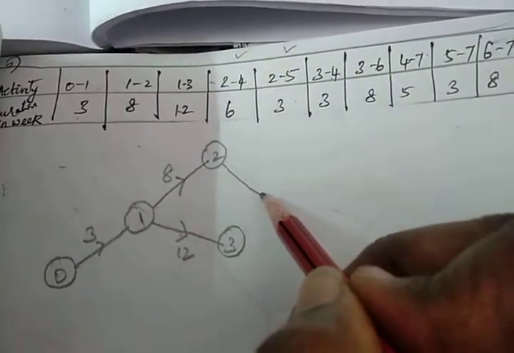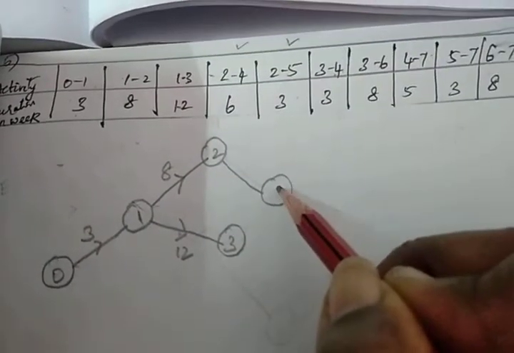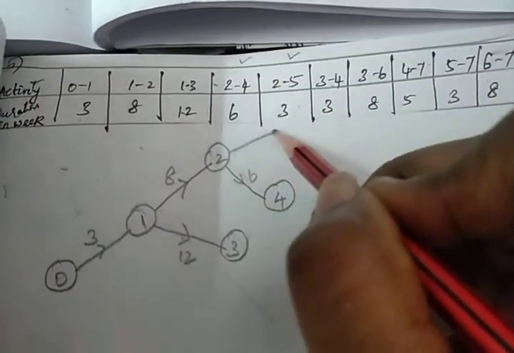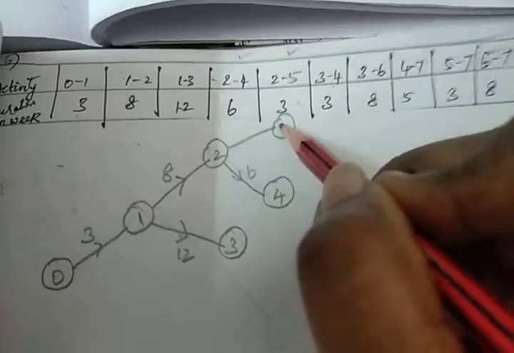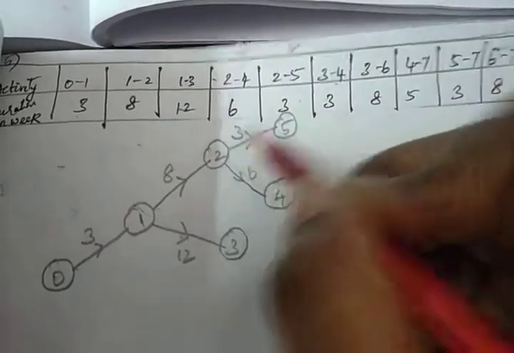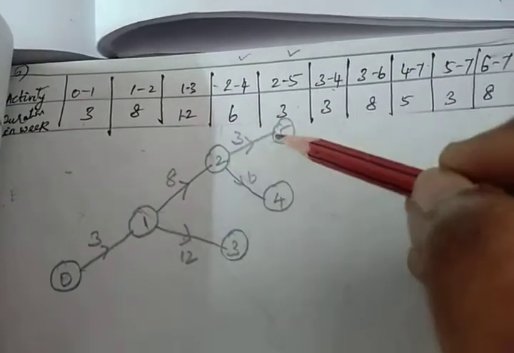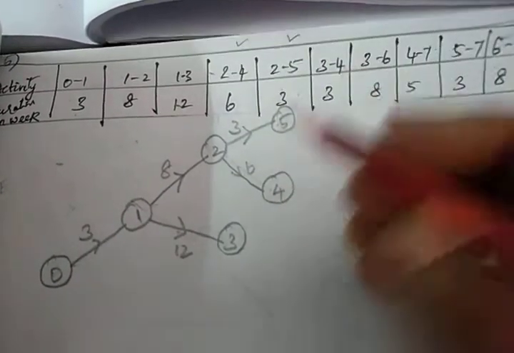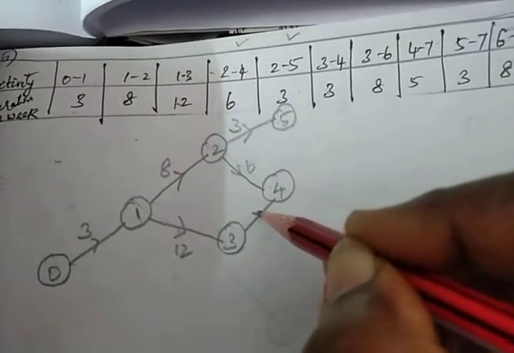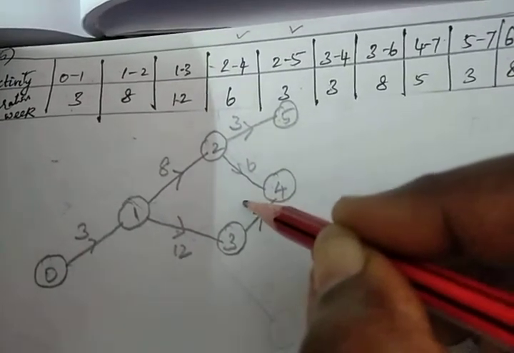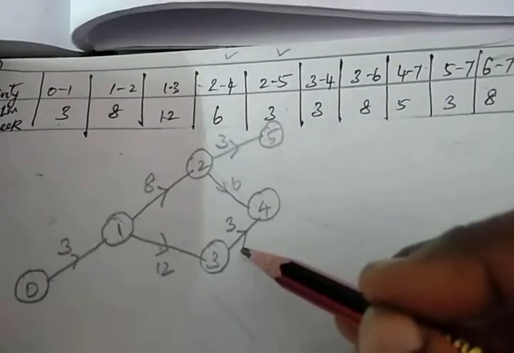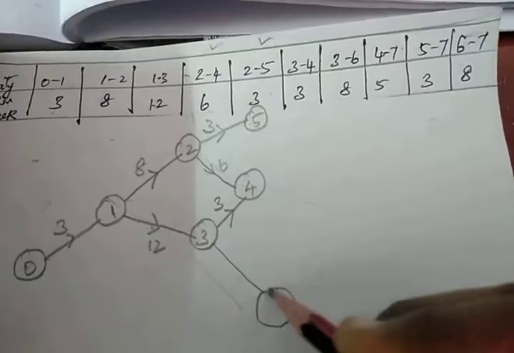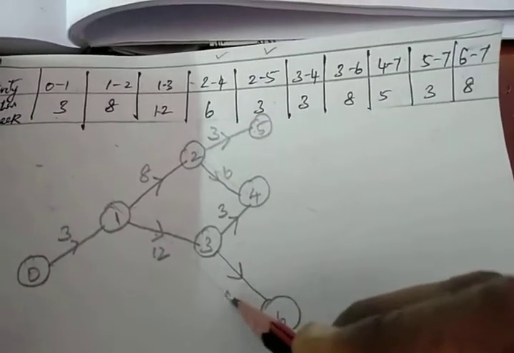2 to 4, the activity duration is 6. 2 to 5, the activity duration is 3. I am drawing 2 to 5 on the upper side of 2 to 4 because next I have to connect 3 and 4. So 3 to 4, you have to draw proper arrows. 3 to 4 duration is 3. 3 to 6, I'll draw it down. 3 to 6, the duration will be 8.